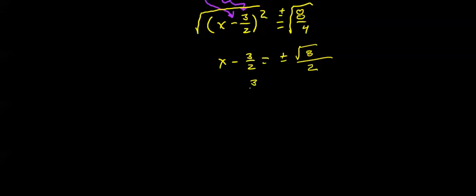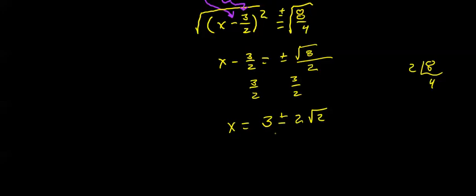And then I add 3/2 to both sides. And I get x equals 3, I have a common denominator, plus or minus square root of 8. Hopefully you can do this without writing it down, but 8 is 4 times 2, square root of 4 is 2, square root of 2, all over 2. And I'm done. 3 plus or minus 2 square root of 2, all over 2.